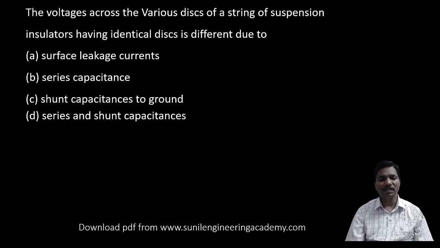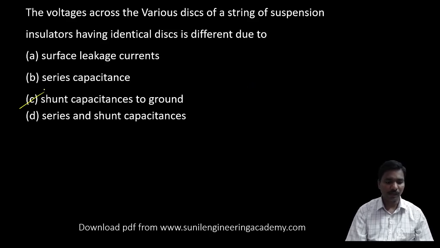The voltage across the various discs of a string of suspension insulator having identical discs is different due to dash. Why is the voltage across the various discs different? Because of mutual capacitance, which you can also call shunt capacitances. That is nothing but due to shunt capacitances.